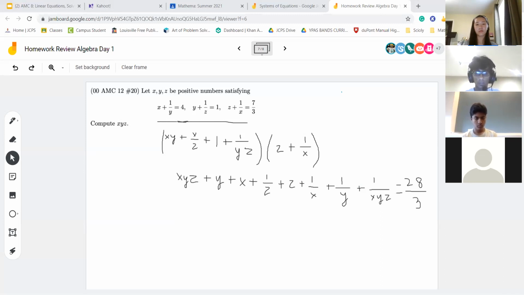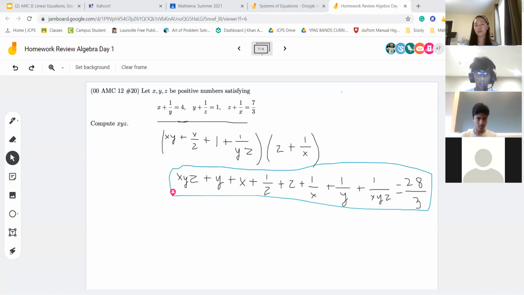And if you do that, you're going to get a product of xyz plus y plus x plus 1 over z plus z plus 1 over x plus 1 over y plus 1 over xyz. And that's on the screen for you to see. This product right here is the product of these three expressions.